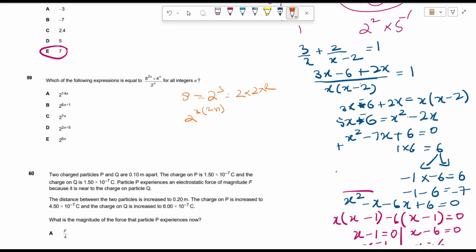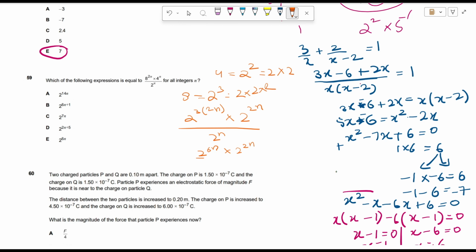Then multiply by, again 4 can be written as 2 power 2, right? Which means 2 into 2. 2 into 2 is 4, right? So instead of 4, I'm writing 2 power 2. Again, it has power of n upon 2 power n. Now if I multiply the powers, 2 power 3 into 2 is 6n into 2 power 2n, right?